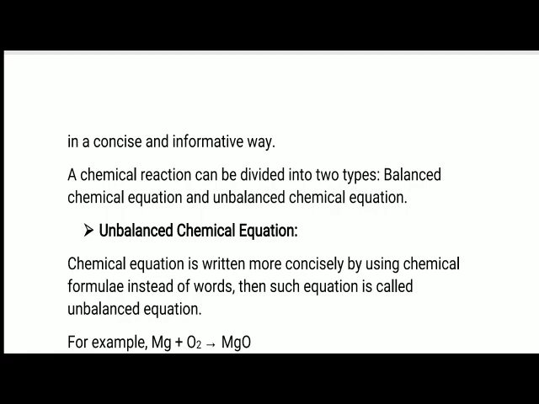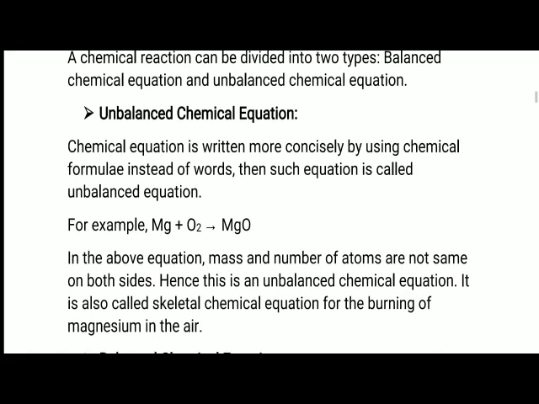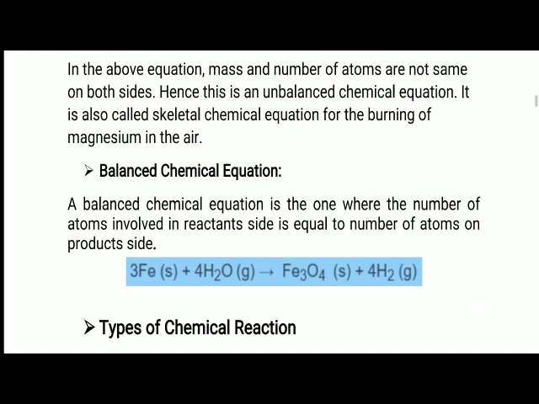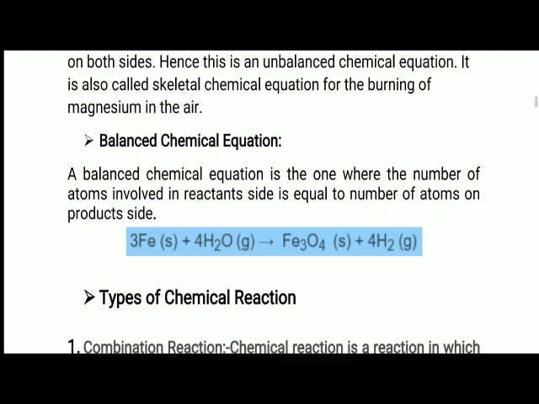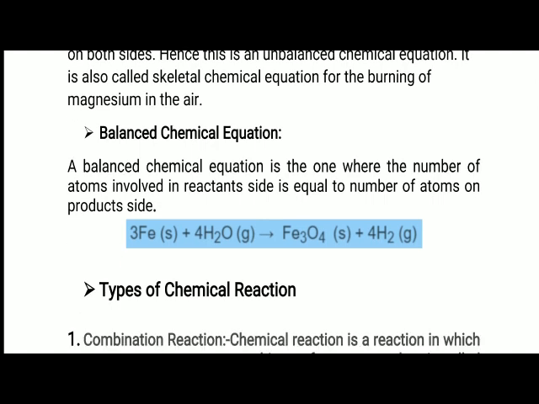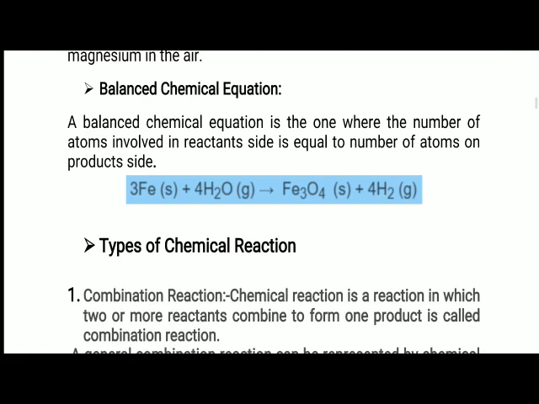There are two types of chemical equation: unbalanced chemical equation and balanced chemical equation. Every time we balance the chemical equation, we never use an unbalanced chemical equation. And we also give the states, meaning solid, liquid, gas, aqueous. We also put the states in the balanced chemical equation.